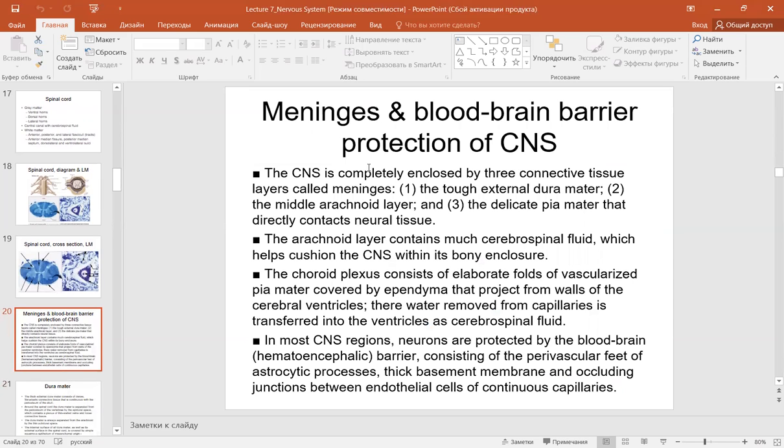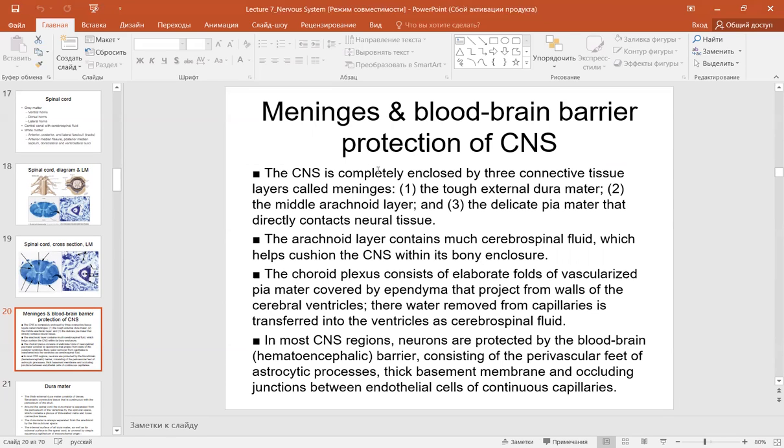Meninges and blood-brain barrier protection of central nervous system. The central nervous system is completely enclosed by three connective tissue layers called meninges: the top external dura mater, the middle arachnoid layer, and the delicate pia mater that directly contacts the neural tissue. The arachnoid layer contains much cerebrospinal fluid, which helps cushion the central nervous system organs within bony enclosure.